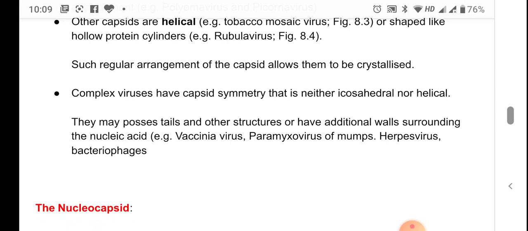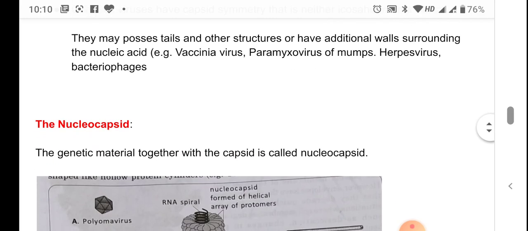bacteriophages. So bacteriophage is a complex virus. It has a complex shape. Its shape is not that simple. We can say its shape is complex because of that capsid symmetry. Bacteriophage is described below.